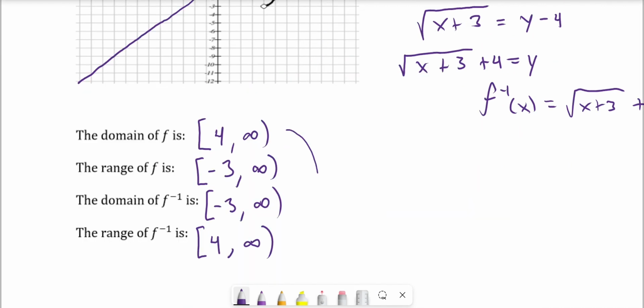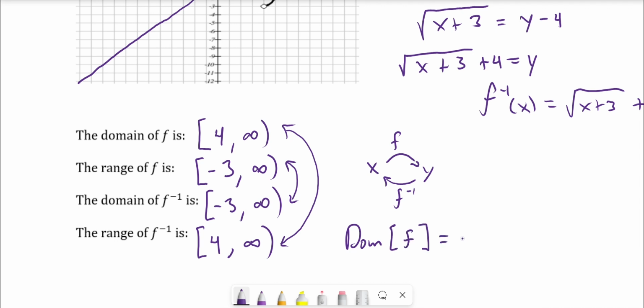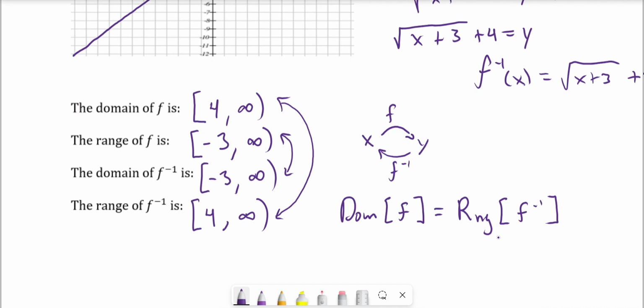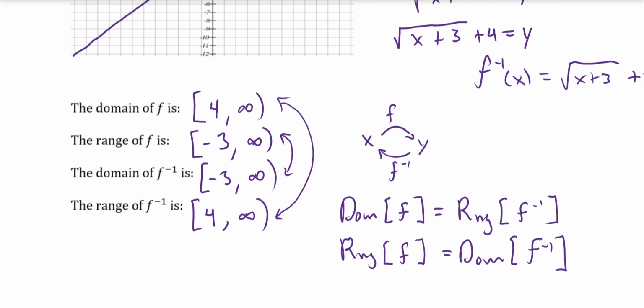And perhaps you notice this correspondence, that these two are equal and that these two are equal. And that's just about this idea of exchanging x and y values again, right? If the function takes x's to y's, then the inverse function takes them back again. We've interchanged the roles of x and y, and so we've interchanged the roles of domain and range. In general, the domain of a function will be equal to the range of its inverse. And vice versa, the range of a function will be equal to the domain of its inverse, which is a nice fact to keep in mind.